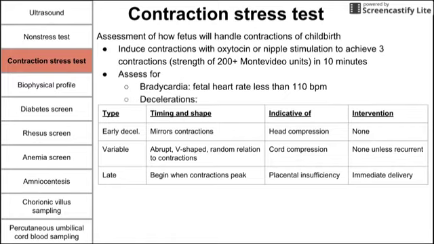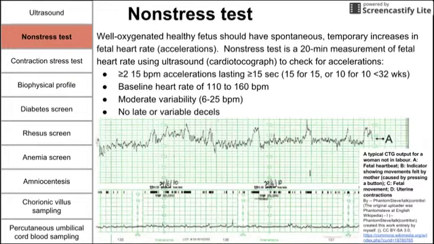There are other types of decelerations that you want to watch for in a contraction stress test, and we'll talk about those here. An early deceleration is when the fetal heart rate drops in a way that mirrors mom's contractions. So let's go back to the non-stress test slide really quickly. This top graph shows baby's heart rate. This bottom graph shows mom's contractions.